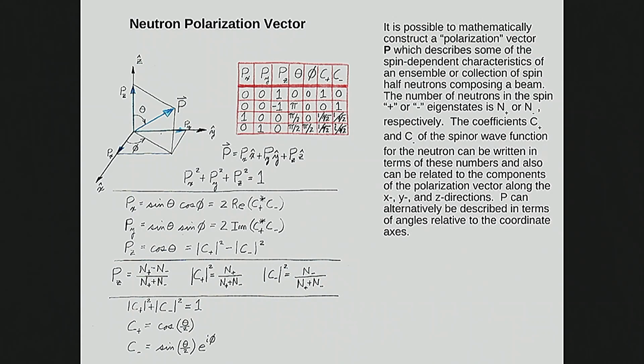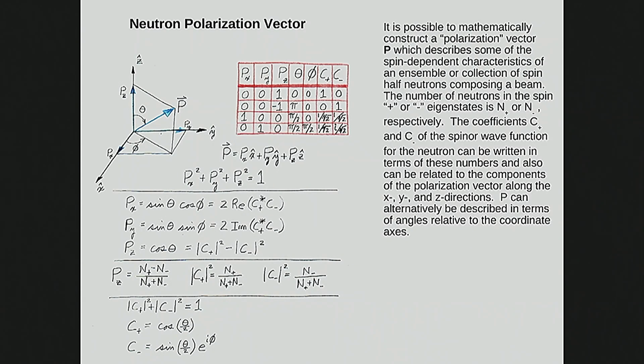And if these are equal, if n plus and n minus are the same, 50 up and 50 down, this polarization in the z direction along the magnetic field is 0. If it's 0, it means the beam is totally unpolarized. We go back to the first lecture this morning, and we're done.